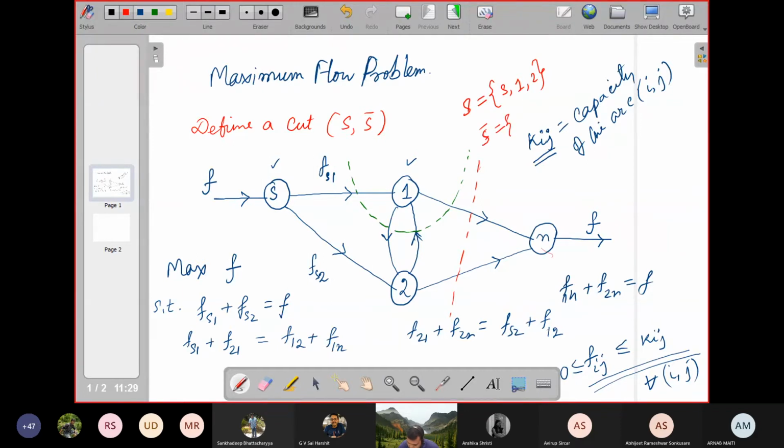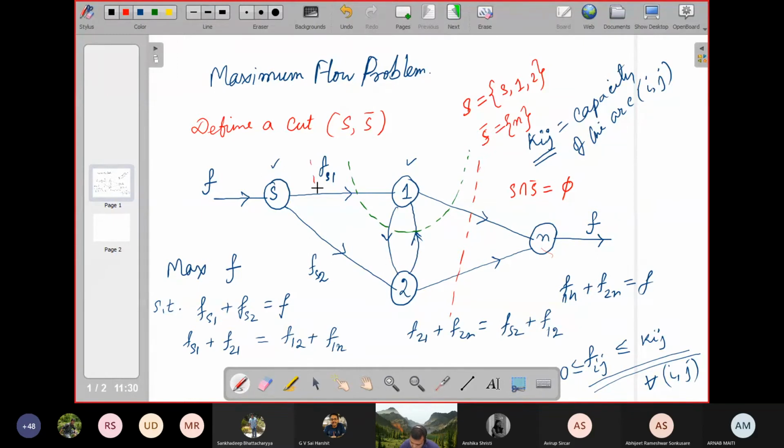And the destination, N. So this is how you define a cut. Essentially, for a cut, this S intersection S bar should be empty. So there should not be any overlapping portion. That means no node can be common in these two sets. So now you can imagine how many cuts can be thought of for this graph.